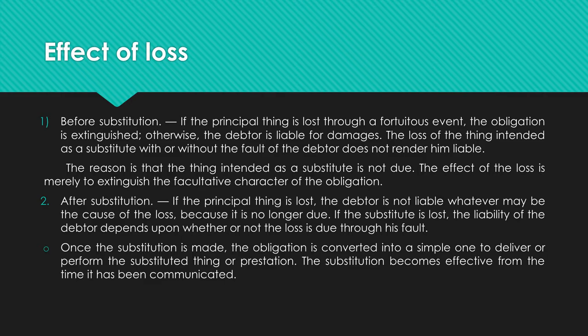If the substitute is lost after the substitution, the liability of the debtor depends upon whether or not the loss is due through his fault. If it's through his fault, of course, he is liable for the value of the thing that was lost plus damages. Okay? But if it's not his fault or through fortuitous event, the obligation is extinguished. So once the substitution is made, the obligation is converted into a simple one to deliver or perform the substituted thing or prestation. The substitution becomes effective from the time it has been communicated.